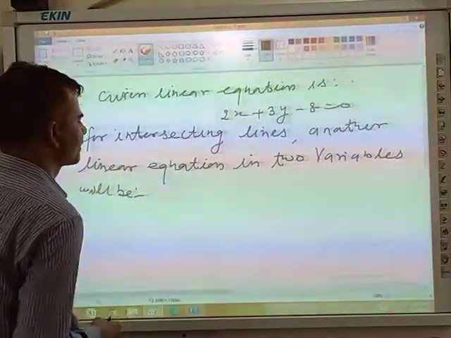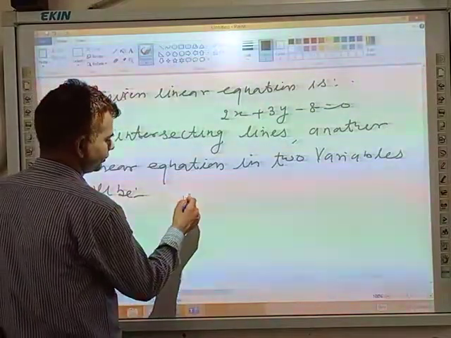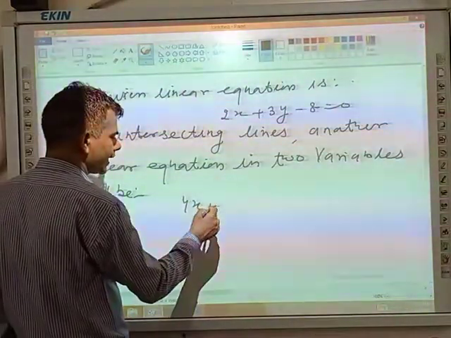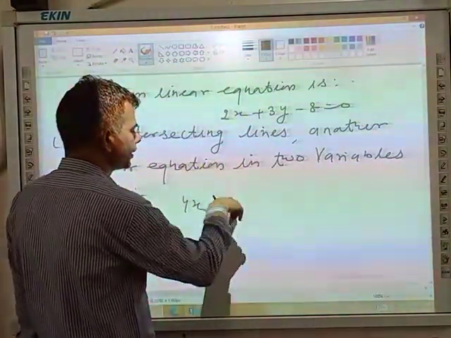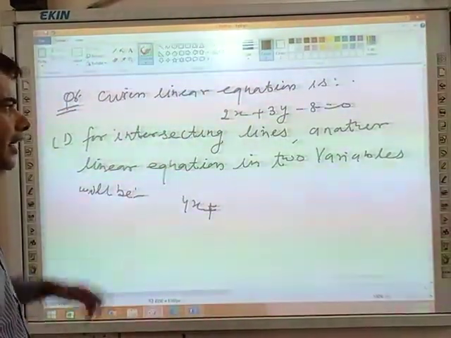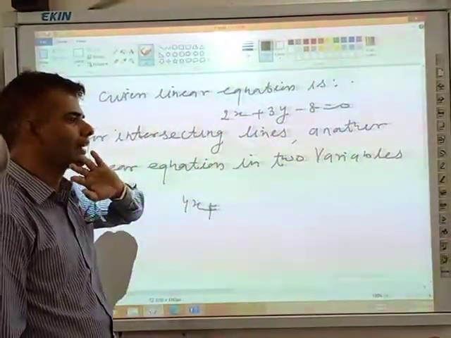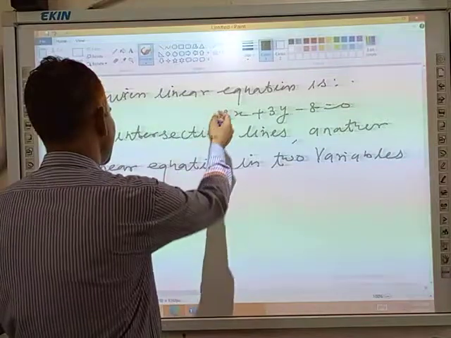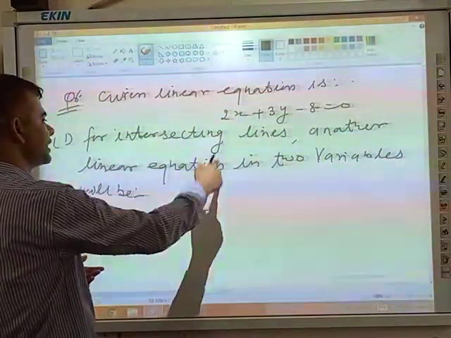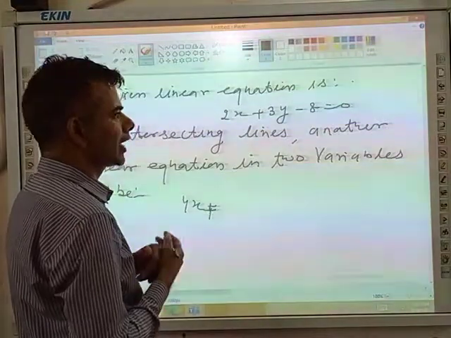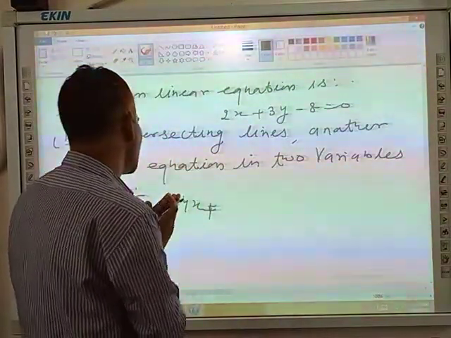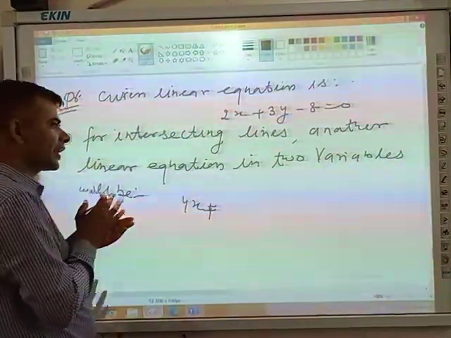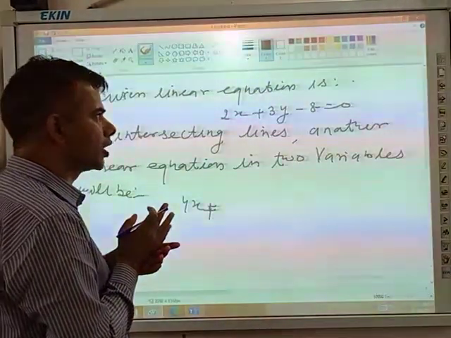Students, the condition for intersecting lines is a1 by a2 not equal to b1 by b2. That is 4x, 2 by 4, that is 1 by 2. You have to take the coefficient of y such that a1 by a2 is not equal to b1 by b2. If you take 6y, a1 by a2 is 1 by 2, and b1 by b2 is also equal to 1 by 2. But you should not take 6y. The condition for intersecting lines is a1 by a2 not equal to b1 by b2.